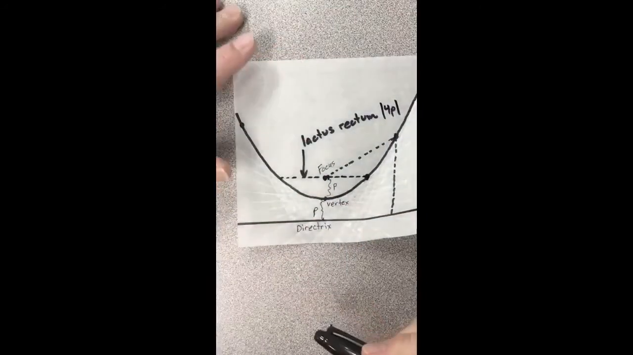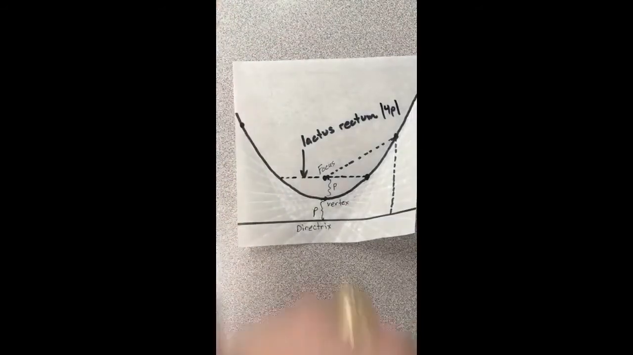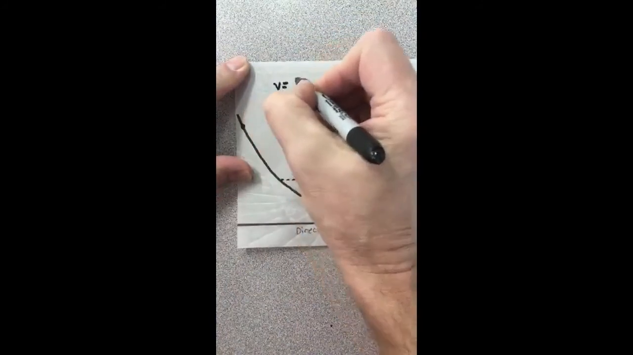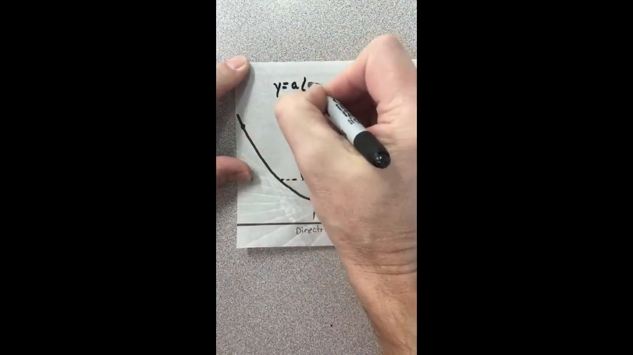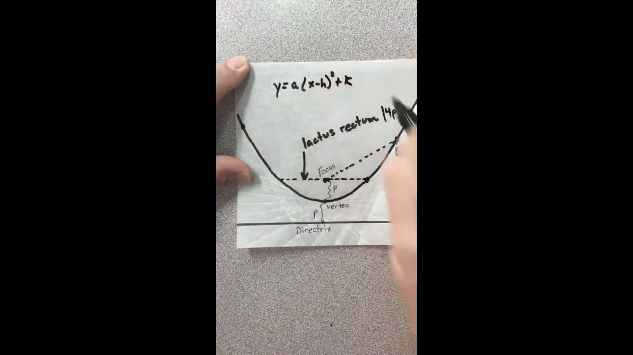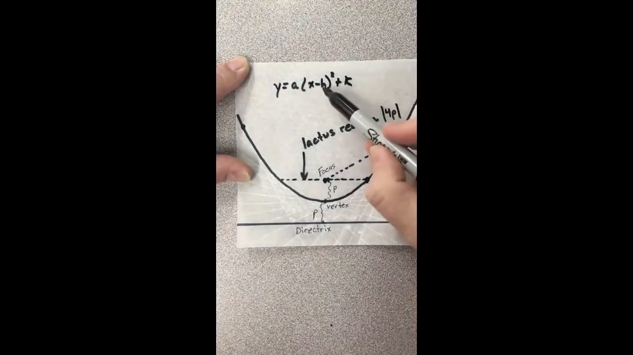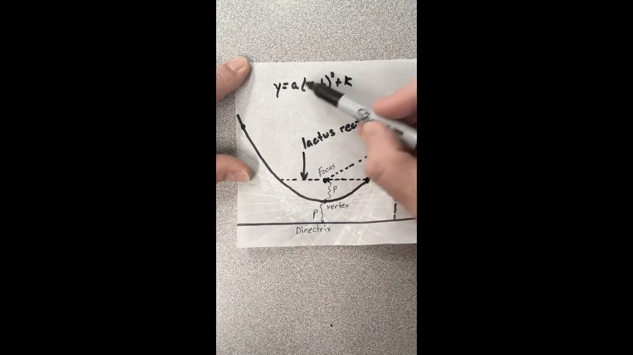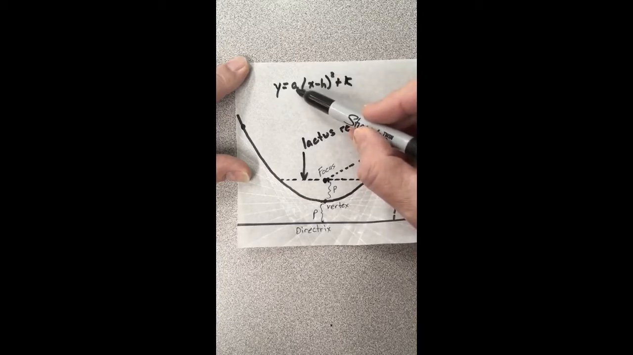Now, in your vertex form of a parabola, which is y equals a(x minus h) squared plus k, h is your shift left or right on the graph. k is your shift up or down on the graph, which also determines where your vertex is located. a is your vertical stretch or compression. It also does a reflection.